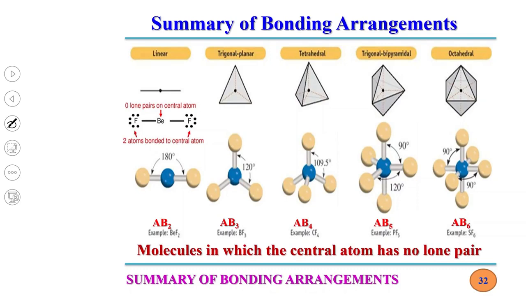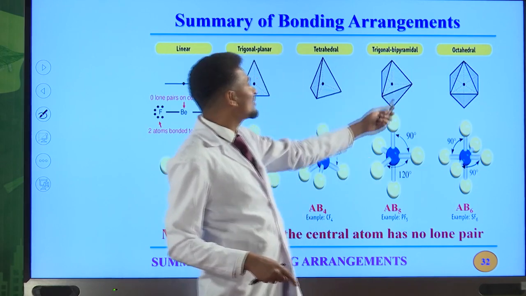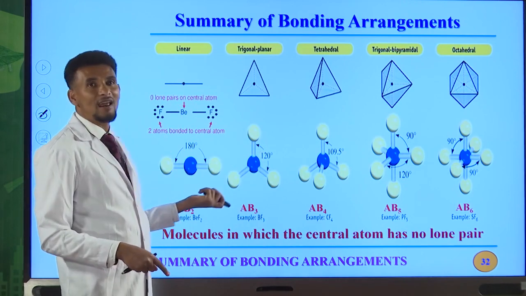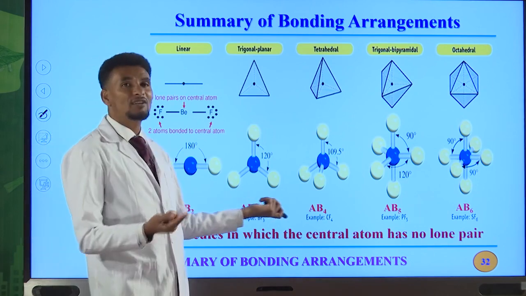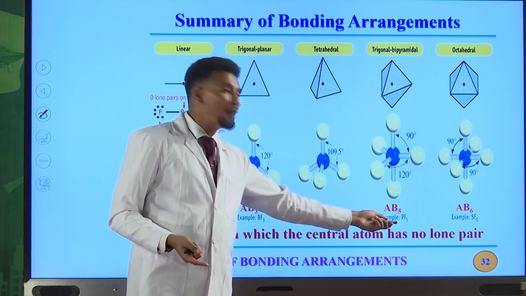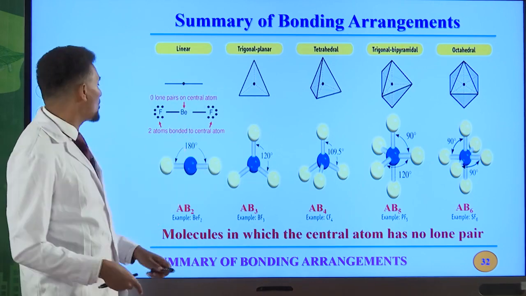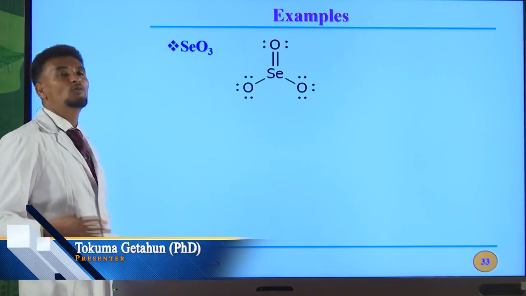These are arrangements in which there is no lone pair of electrons on the central atom, or molecules in which the central atom has no lone pair: AB2, AB3, AB4, AB5, AB6. The shapes look like this. This is octahedral. This is trigonal bipyramidal, tetrahedral, trigonal planar, and this one is linear. B is the central atom. This is the best example. This is also an example for AB3 type, an example for AB4 type, an example for AB5 type, and an example for AB6 type. So these are molecules in which the central atom has no lone pair. Okay, so it is time to practice.